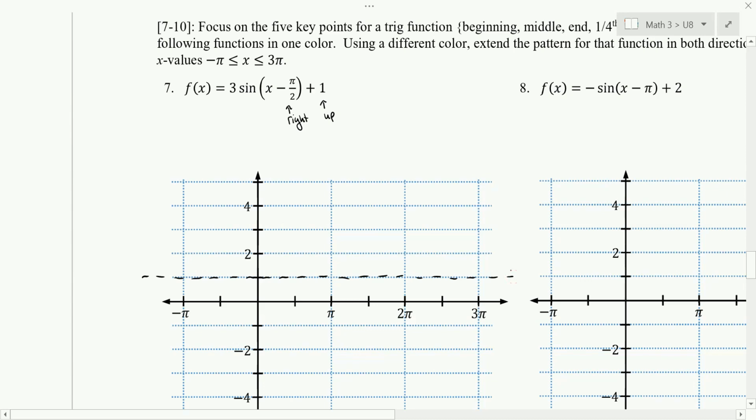And our first point is usually on the equilibrium, and it's been moved to the right pi over 2. So this right here is pi over 2, and so here is our first point. Then we look at the 3, which is our amplitude. And our amplitude is the distance, the furthest distance that our graph moves away from the middle, or the equilibrium.